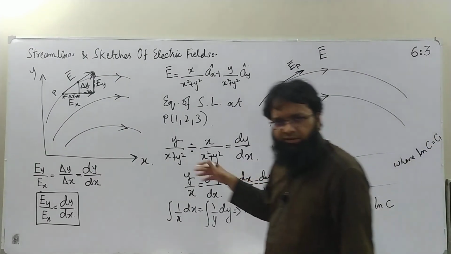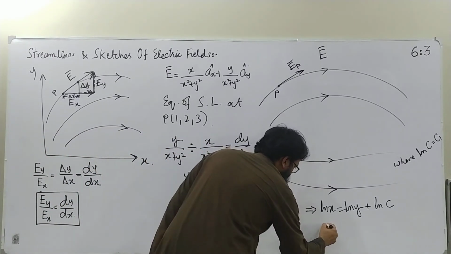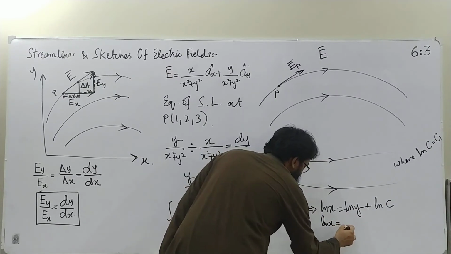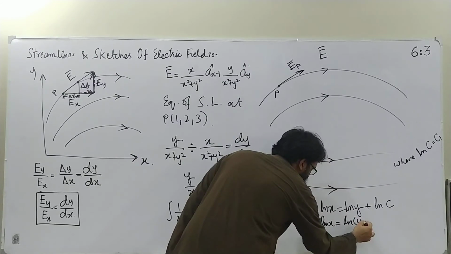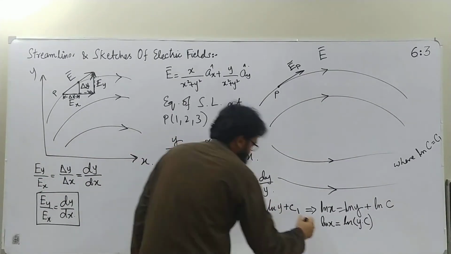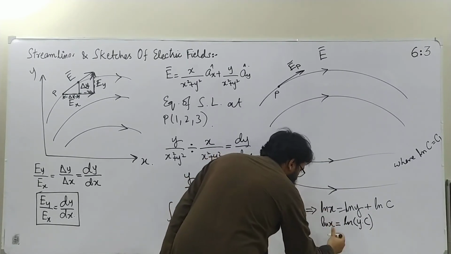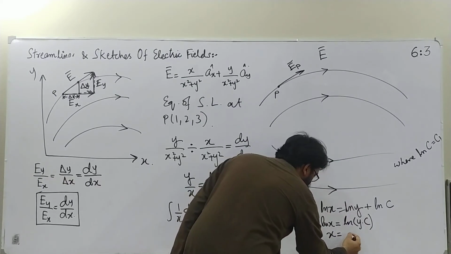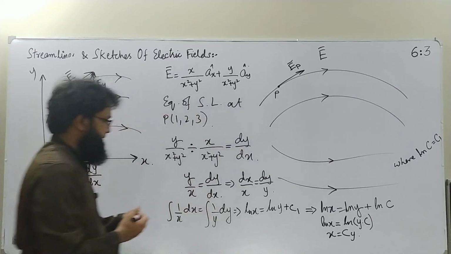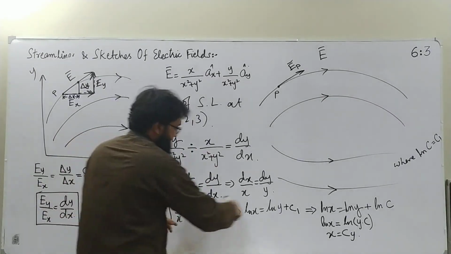So in integration we can play with constants, it does not matter. Okay, so ln x is equal to ln y plus ln c, is it? Using the property of logs, log x plus log y is equal to log xy. So taking antilog on both sides, what we'll have is x equals cy. Okay, so this is an expression for this particular example.